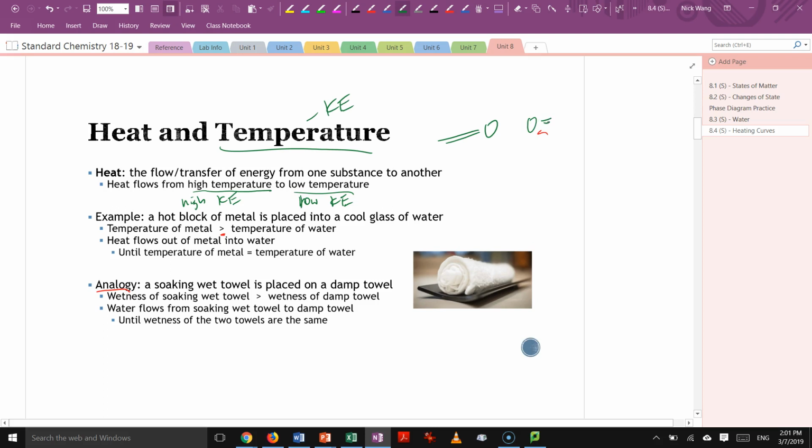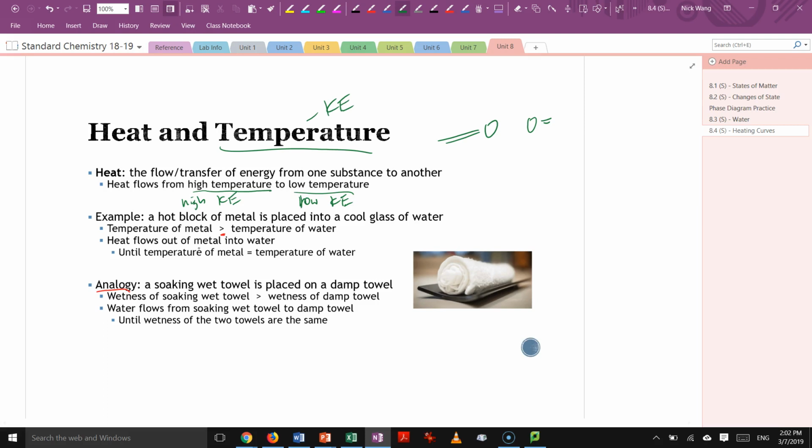And that range of motion, the differences in kinetic energies, means the particles bounce around and collide with each other, to where the hotter ones, the faster moving ones, the higher kinetic energy ones, will collide with the cooler particles, the slower moving particles, the ones with the lower kinetic energy.